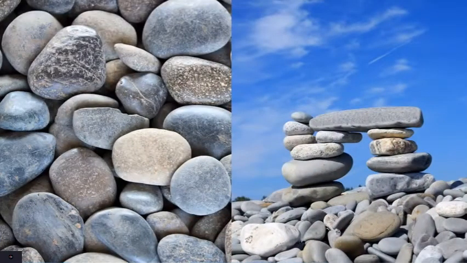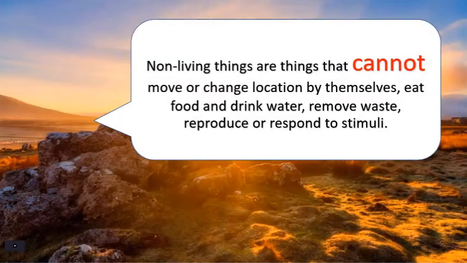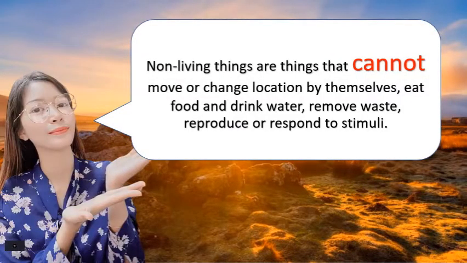This is the picture of a rock. Look, it just stays still, because rock is a non-living thing. It doesn't move, it cannot eat and grow, it doesn't breathe. It cannot remove waste. Also, it cannot respond to stimuli and cannot have children. Just remember, non-living things are things that cannot, the word is cannot, move or change location by themselves, eat food and drink water, remove waste, reproduce, or respond to stimuli.